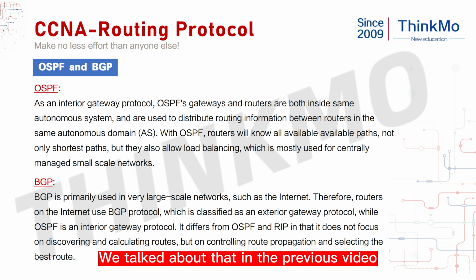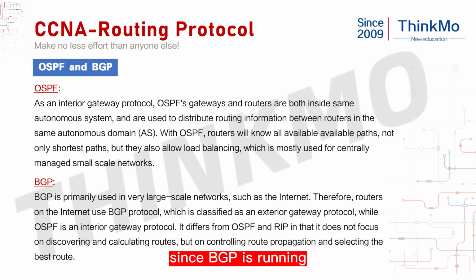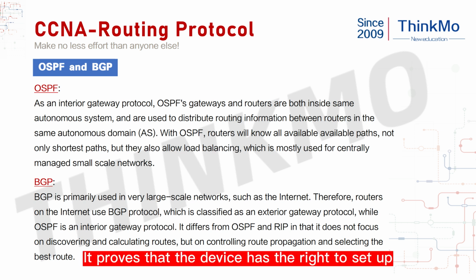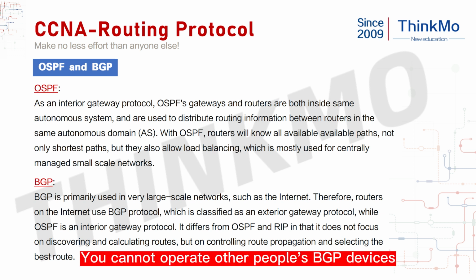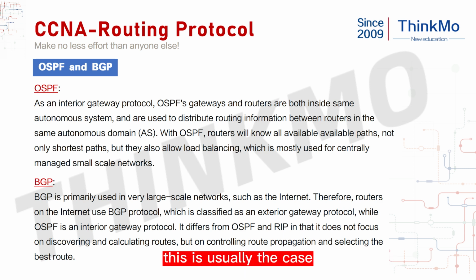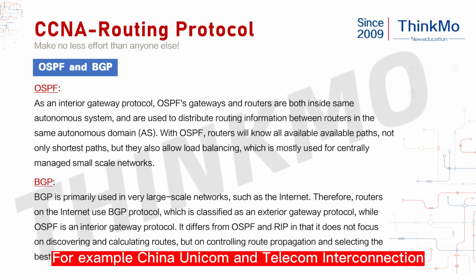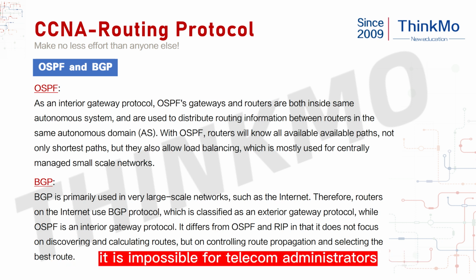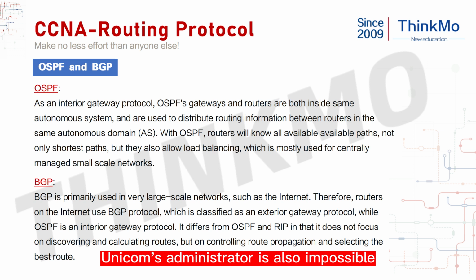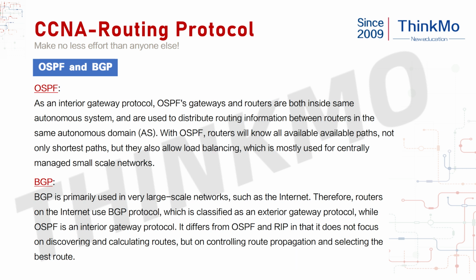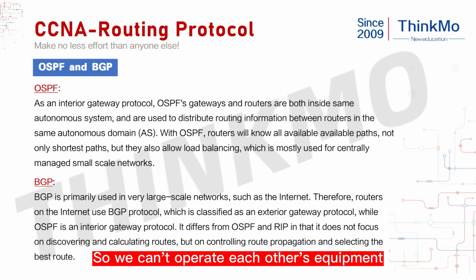We talked about that in the previous video. Since BGP is running, it proves that the device has the right to set up and manage independently. You cannot operate other people's BGP devices. This is usually the case. For example, in China Unicom and Telecom interconnection, it is impossible for telecom administrators to operate Unicom's network. Unicom's administrator is also unable to operate the telecom network. So we can't operate each other's equipment.